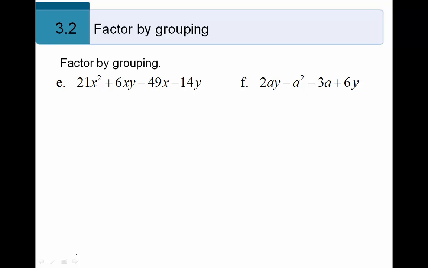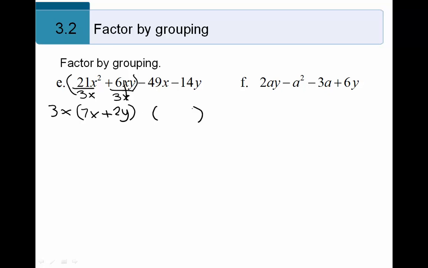Alright, here, 21x squared plus 6xy. It looks like we can take a 3x out of there. And so I will divide each of those by 3x. 21x squared divided by 3x is 7x plus 2y.